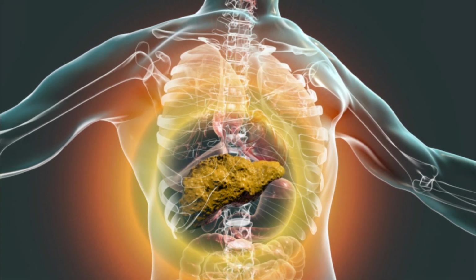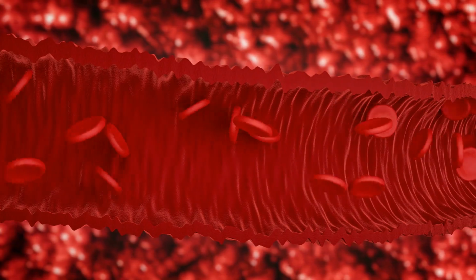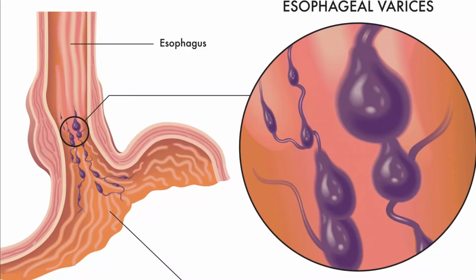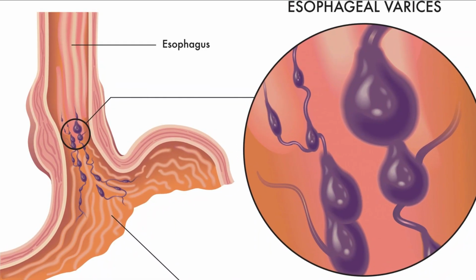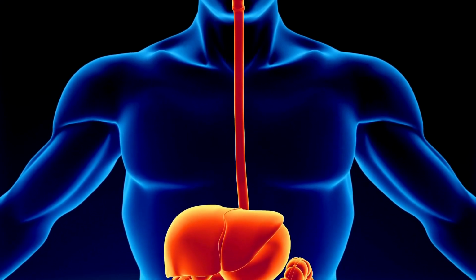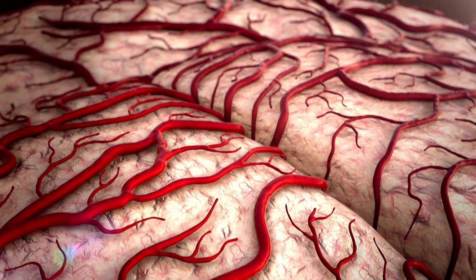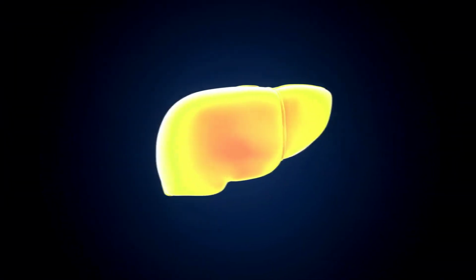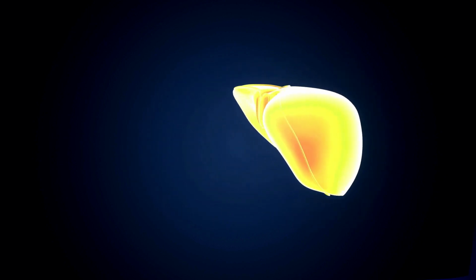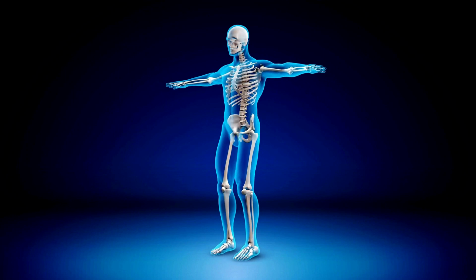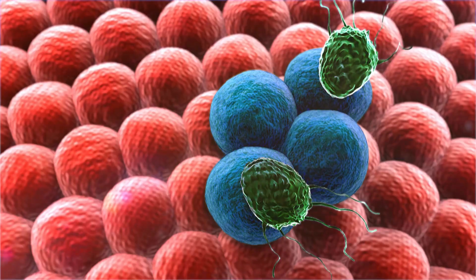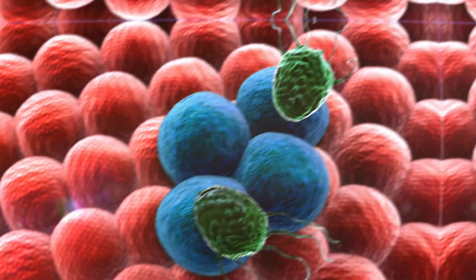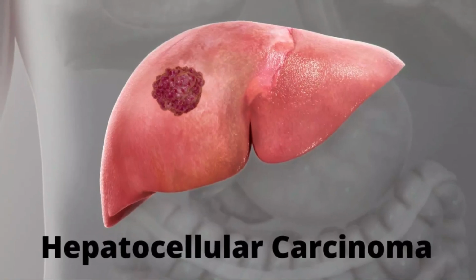Cirrhosis can have a wide range of complications, including portal hypertension, which is high blood pressure in the liver. This can lead to the development of varices, which are enlarged veins in the esophagus and stomach that can rupture and cause life-threatening bleeding. Other potential long-term complications of liver inflammation include liver failure, where the liver is no longer able to perform its vital functions, and an increased risk of developing liver cancer, known as hepatocellular carcinoma.